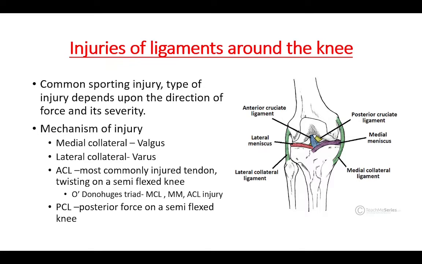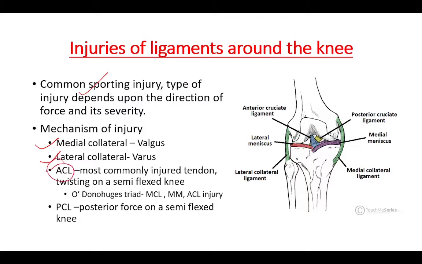The next important structures around the knee are the ligaments. The ligaments around the knee are often injured following sports. Different mechanisms of injury can injure different ligaments. The medial collateral ligament can be injured when a valgus force is applied. A lateral collateral ligament can be injured when a varus force is applied.